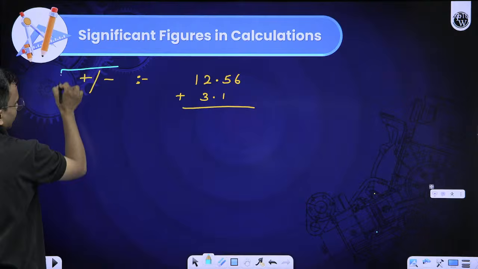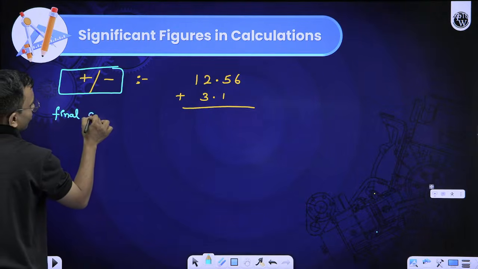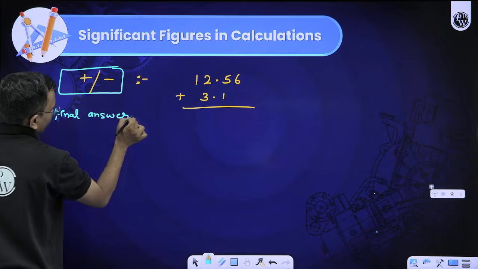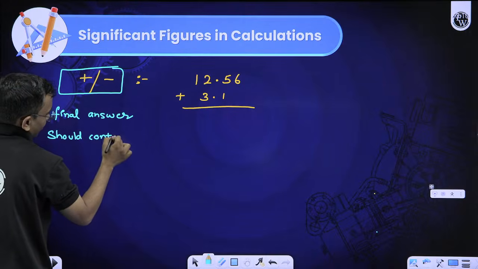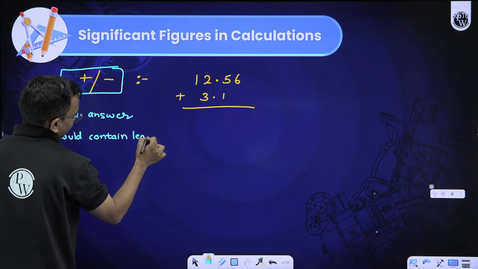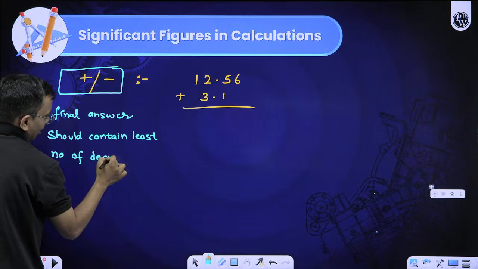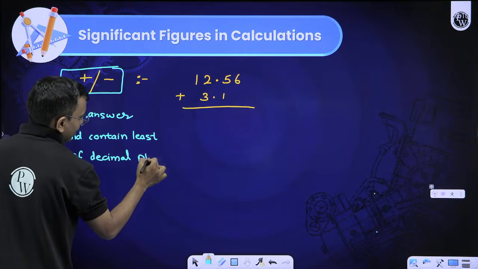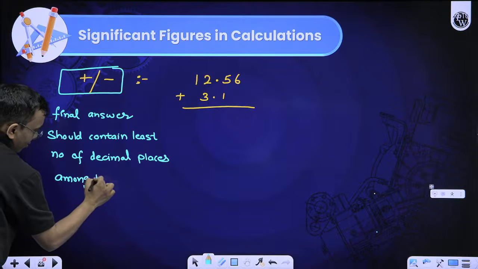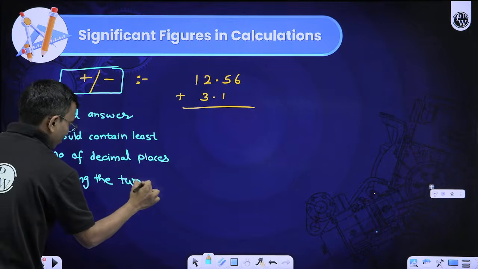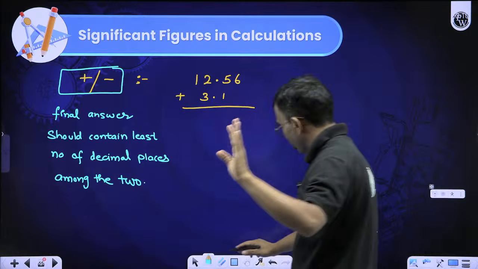Okay. So the rule of plus minus says, for plus minus, the final answer should contain the least number of decimal places among the two. Okay, so you will say, sir, shall we drop it? No, don't drop directly. You have to round off.